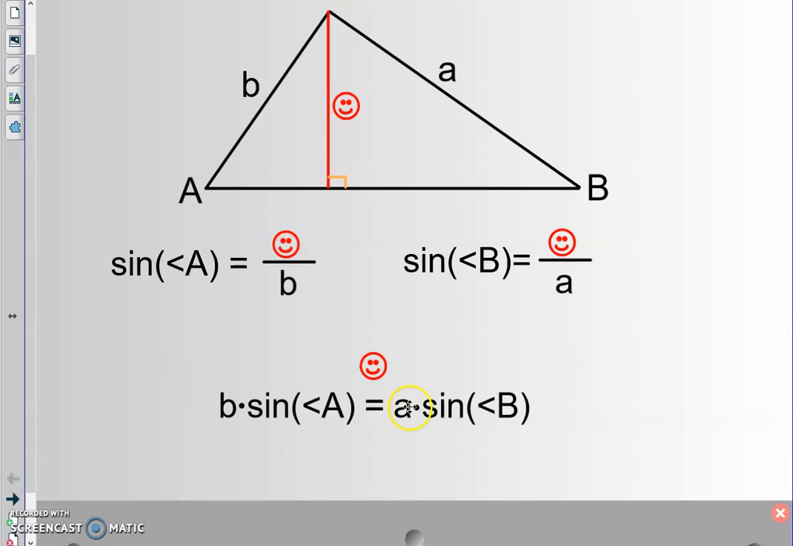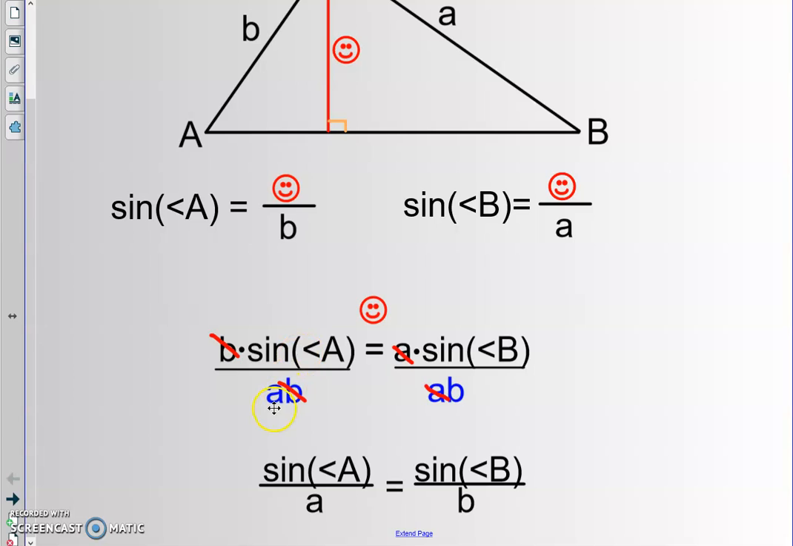And if you look at what I have here, I'm going to do a pretty cool move. Watch what I do. I'm going to divide both sides by ab. Now, why did I divide both sides by ab? Well, I did that because notice that this b makes one with that b, and this a makes one with that a, and what am I left with? Well, I'm left with the sine of angle A over a equals the sine of angle B over b. And that is why the law of sines works.